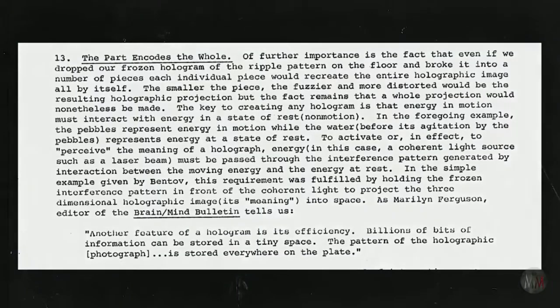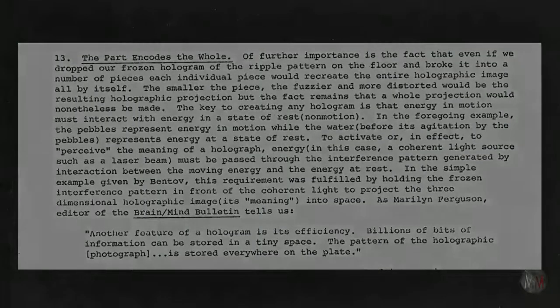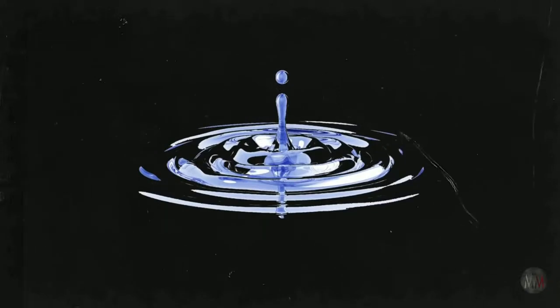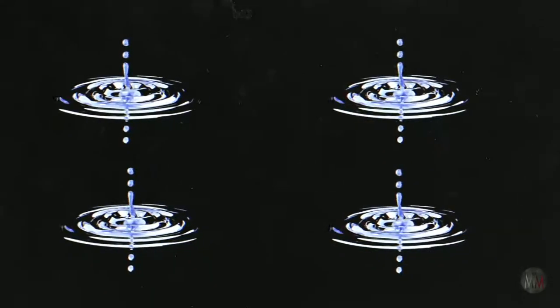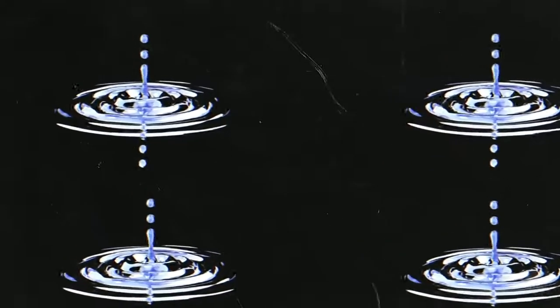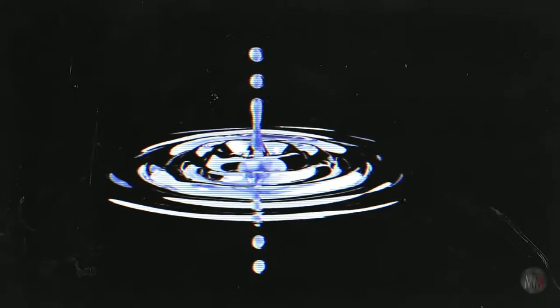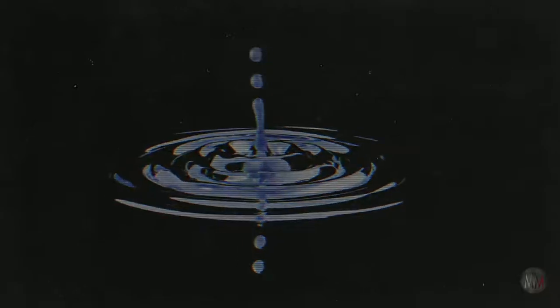Of further importance is the fact that, even if we dropped our frozen hologram of the ripple pattern on the floor and broke it into a number of pieces, each individual piece would recreate the entire holographic image all by itself. The smaller the piece, the fuzzier and more distorted would be the resulting holographic projection, but the fact remains that a whole projection would nonetheless be made.